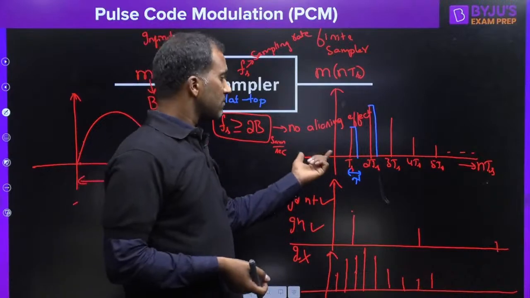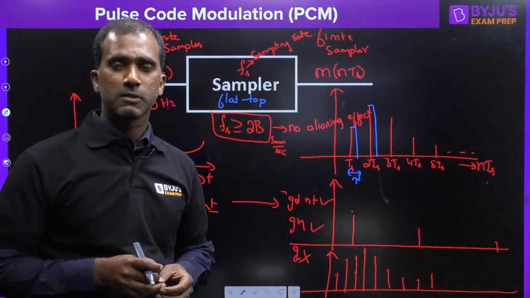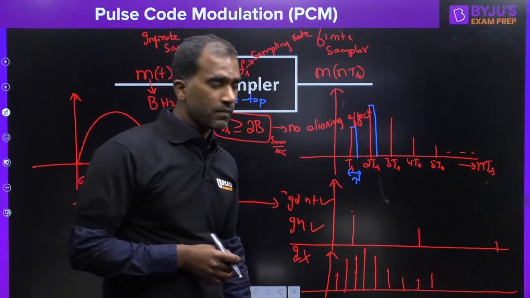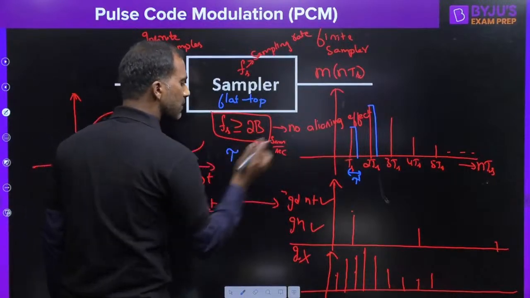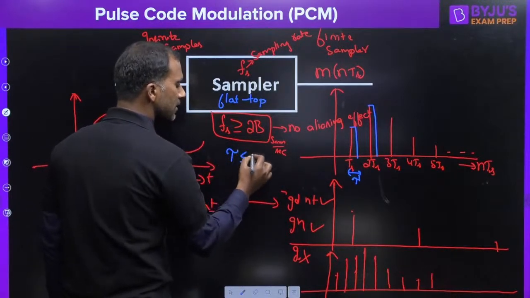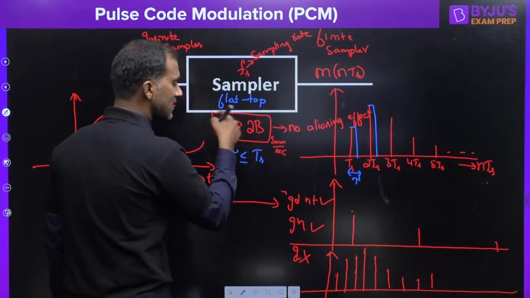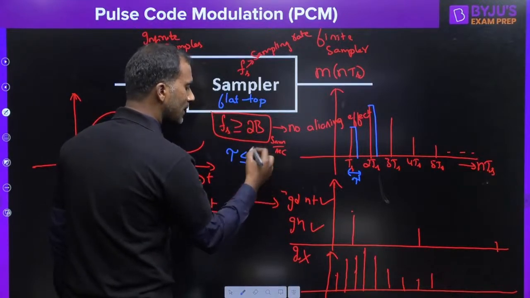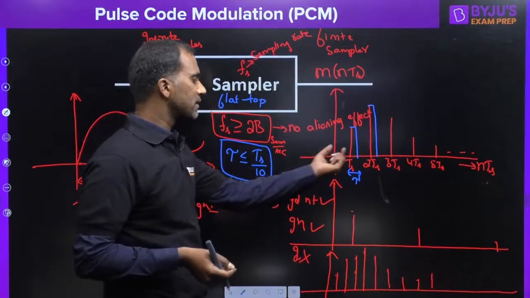In my other YouTube videos, I have derived and explained very clearly the condition for the width of the pulse. But in today's session, I'm just going to write the condition. The width of this pulse should be less than or equal to Ts. Ts means sampling time. When you get the sampling rate, the inverse of this will give you the sampling time. So 1/10 of the sampling time or less than that should be the width.